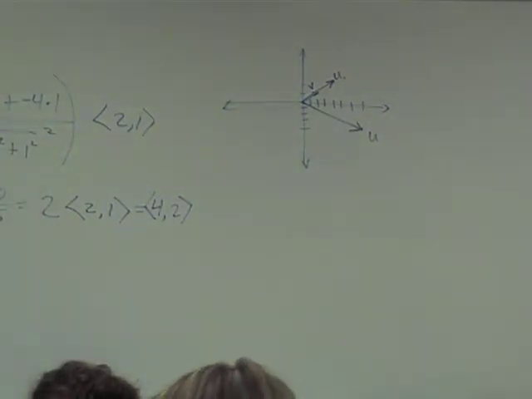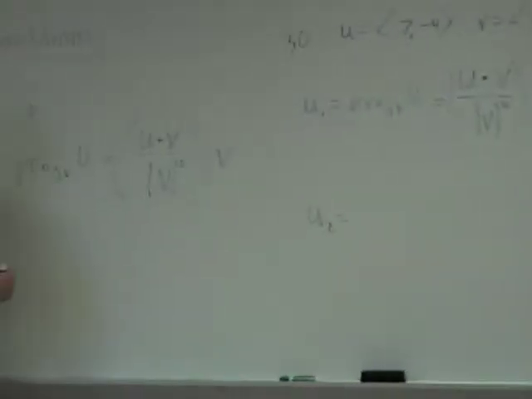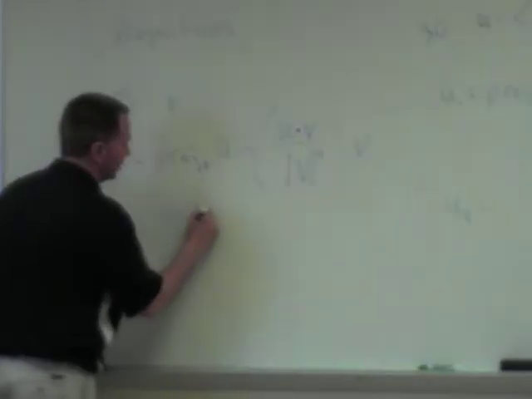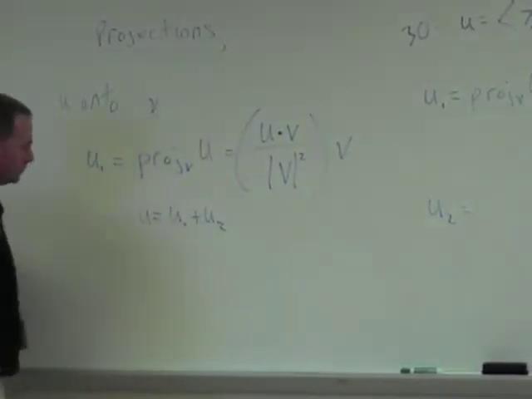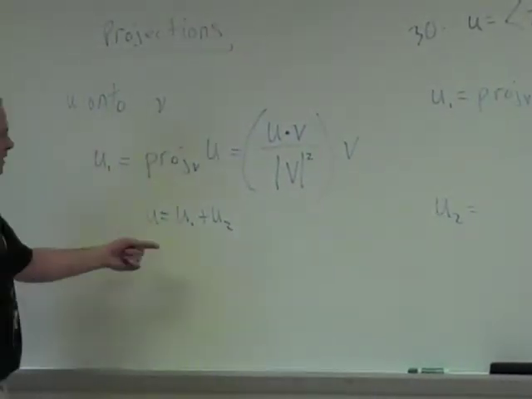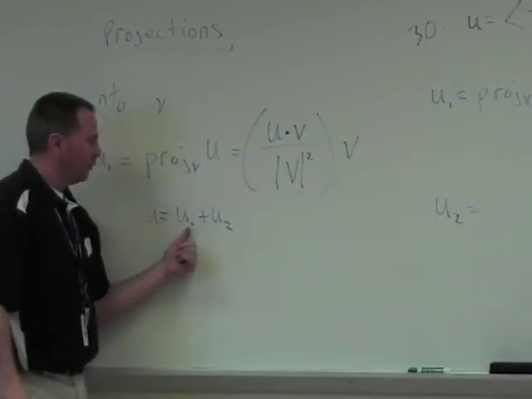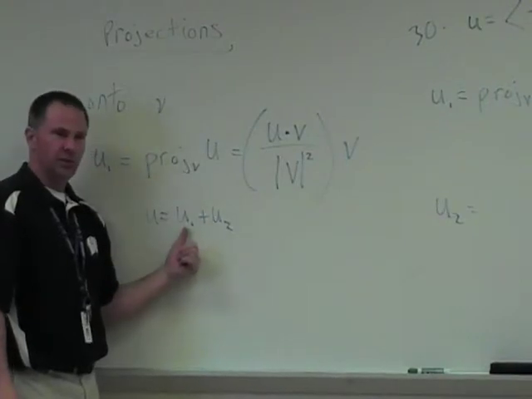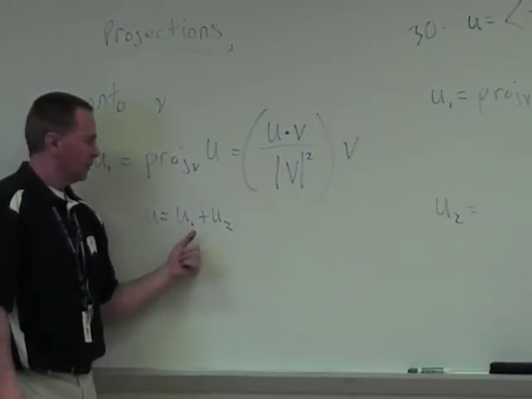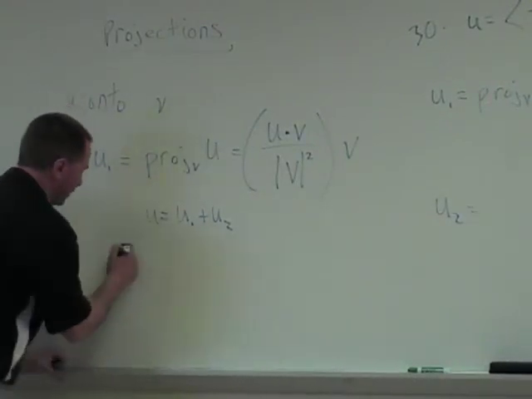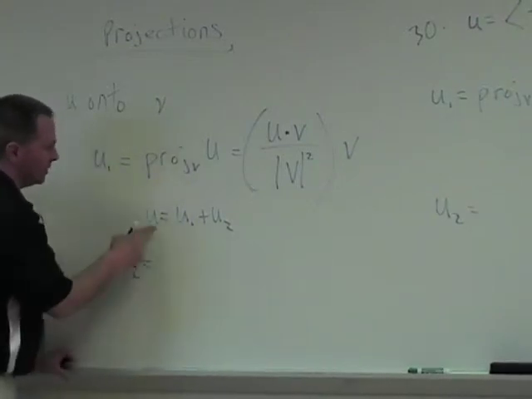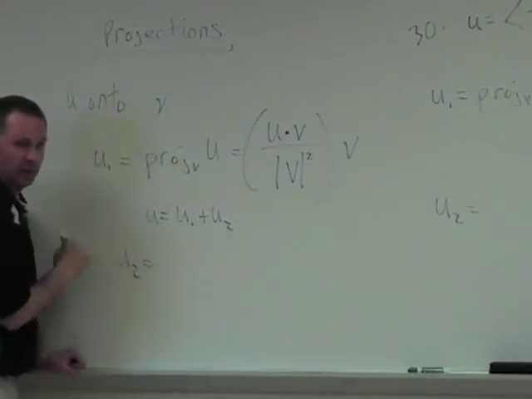Another part of this that is in your little blue box in your book is u equals u sub 1 plus u sub 2. So the vector u is equal to these two pieces of information. u sub 1 is the projection of u onto v. So if I want to know what u sub 2 is, don't I just take u and subtract u sub 1 from it?